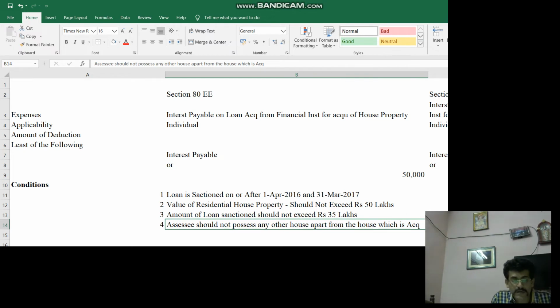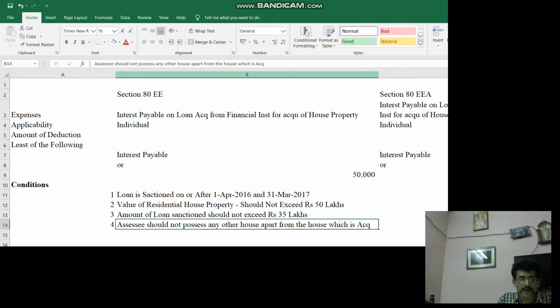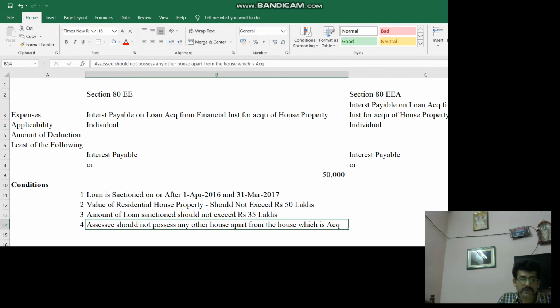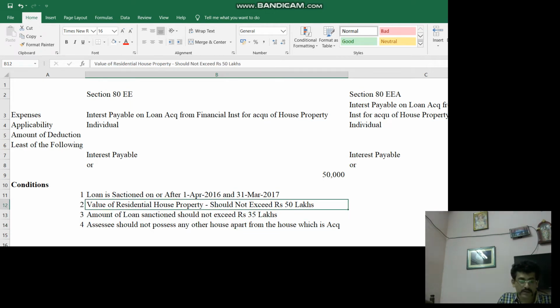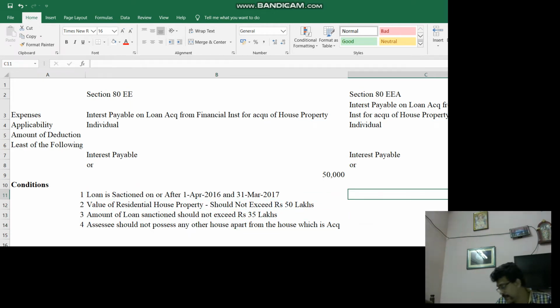If these 4 conditions are complied, then it is going to be a case of 80EE. If these conditions are not satisfied and the conditions of 80EE are not met, then ultimately we will be going into 80EEA. Now let us see what are the conditions to be satisfied in the case of 80EEA.